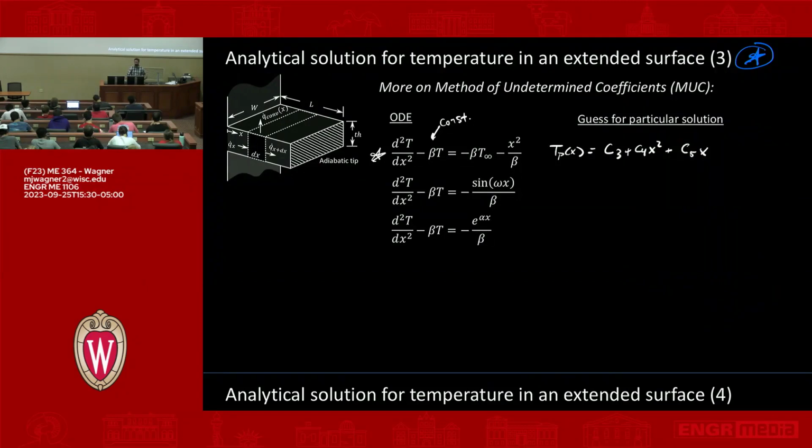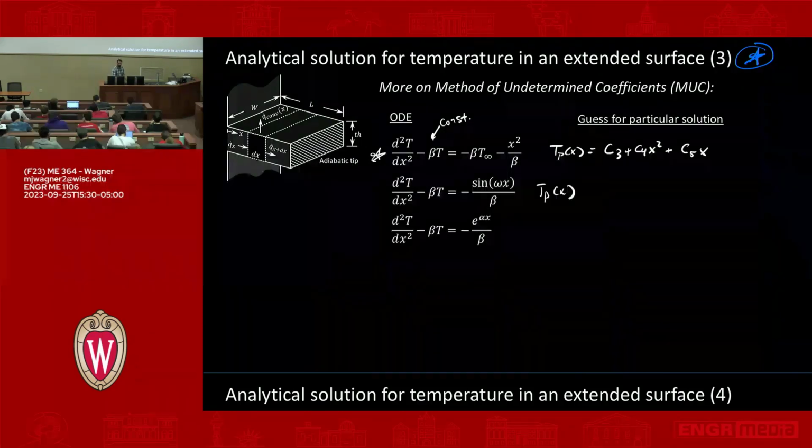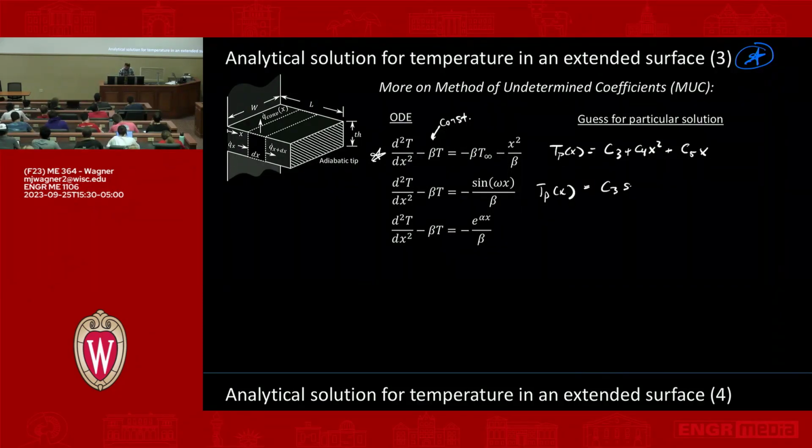I'll show you how it works out later, but let's look at the other examples here. On this one, let's guess TP for the second one. On the right-hand side, we have sine of something. Omega is a constant as well, and beta is a constant. So we have a sine function. What's our guess going to look like here? Well, we would want to guess C3 sine of omega x, right? Because you know that a second derivative is going to have to involve sine of omega x in some way. And then let's look at the derivatives of this. The derivative of sine is cosine, so C4 cosine omega x.